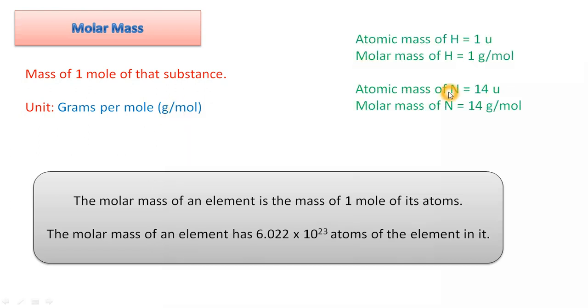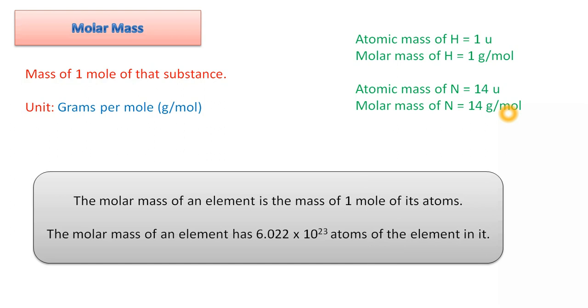If we are having nitrogen, the atomic mass of nitrogen is 14 units. Now, what would be the molar mass of nitrogen? That is again 14, but the units are gram per mole. So basically, whether it is atomic mass, molar mass, or gram atomic mass, it is one and the same thing. In atomic mass, you are using the unit atomic mass unit. In gram atomic mass, you are using grams, and in molar mass, you are using the unit gram per mole. Now, this was all about elements.